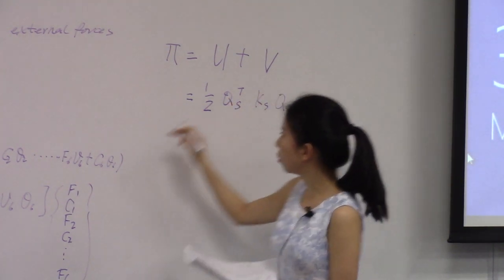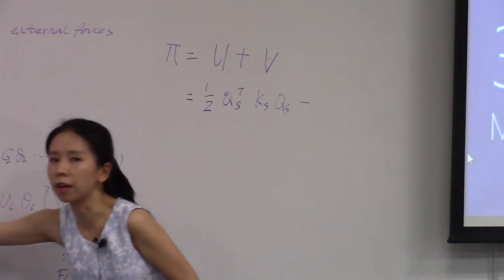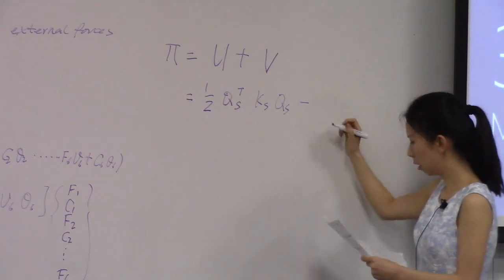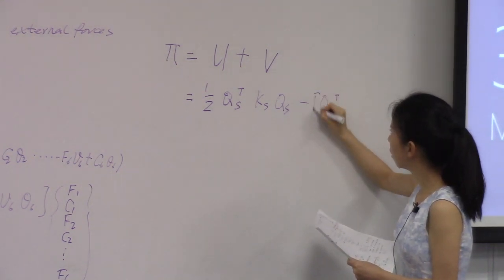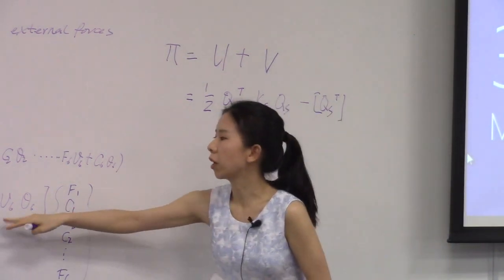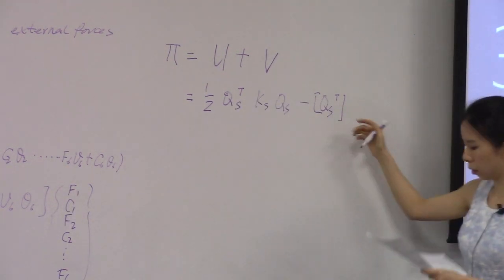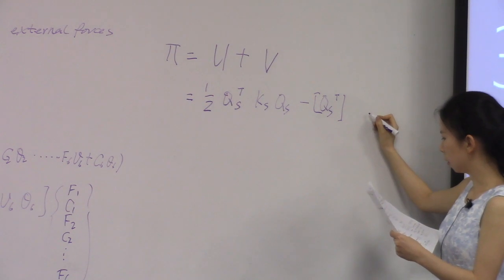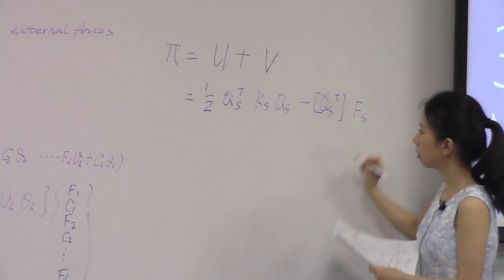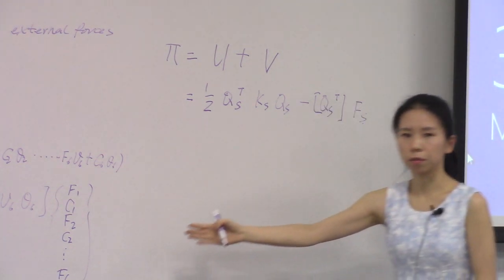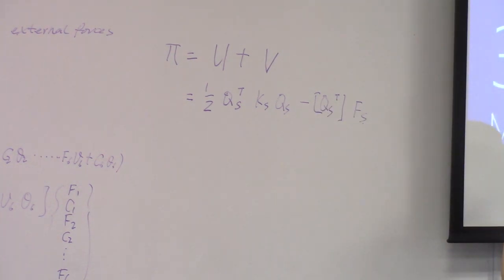And because the potential energy of the external force will have a negative sign, we put a negative sign here, and it is Q_S transpose. So it's a row vector here, Q_S transpose, multiplied by F_S. So this one is the external forces. Right? Any question here?